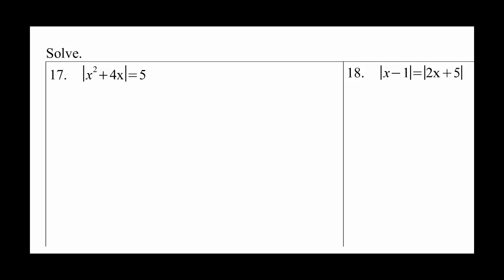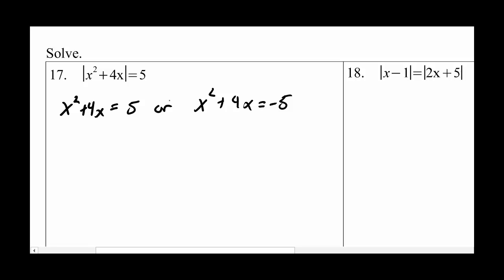Right, with absolute value, we're going to generate two different equations just so we can get rid of the absolute value. So we have x squared plus 4x equals positive 5, and x squared plus 4x equals negative 5. And then we're going to solve for x in that case. So here, in both cases, bring the 5 over. Actually, let's do completing the square.